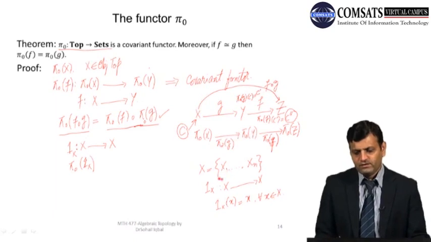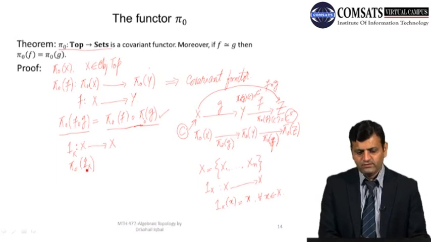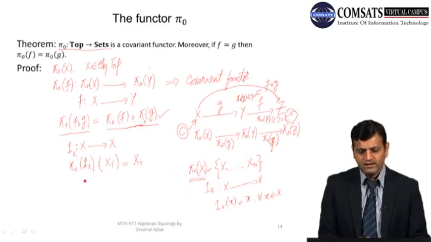So obviously it takes x1 to x1, x2 to x2, xn to xn. So this π₀(1_X) will take the path connected component Xi, so when applied on Xi it will give me the same path connected component. So in other words, we can say that π₀(1_X) is basically the identity function on π₀(X). So these are the path connected components of X. Okay, so this is the identity.